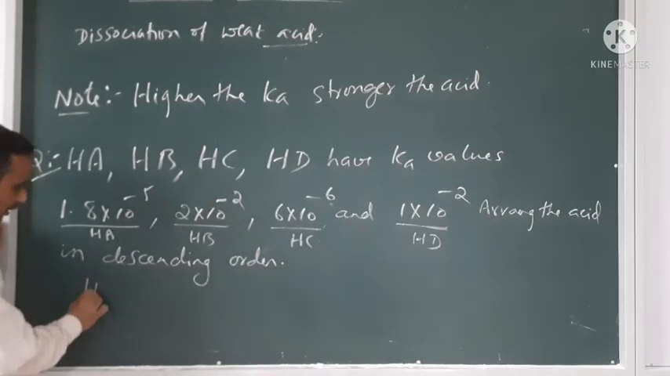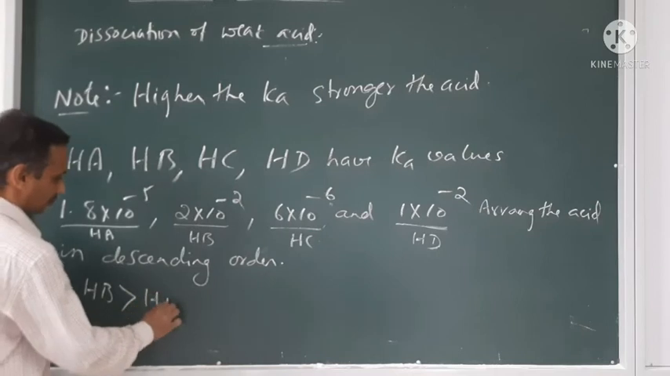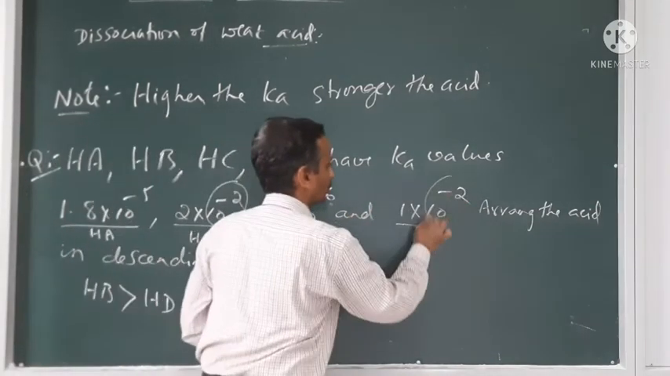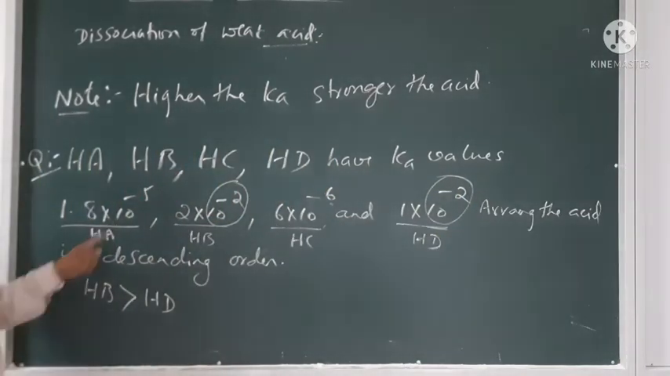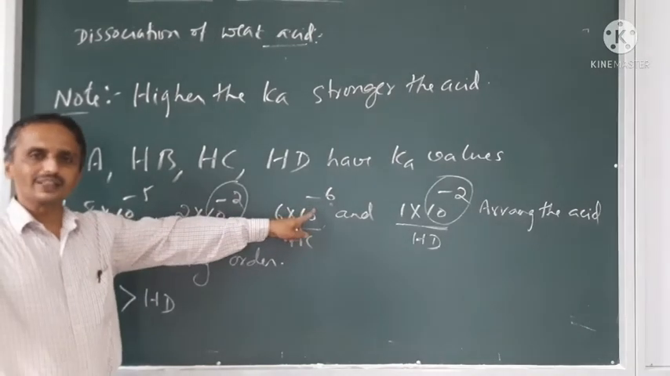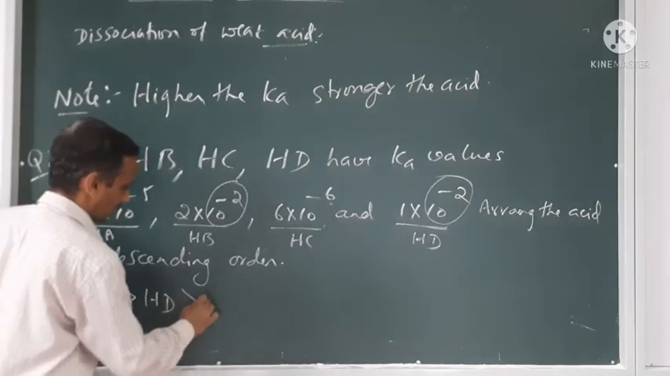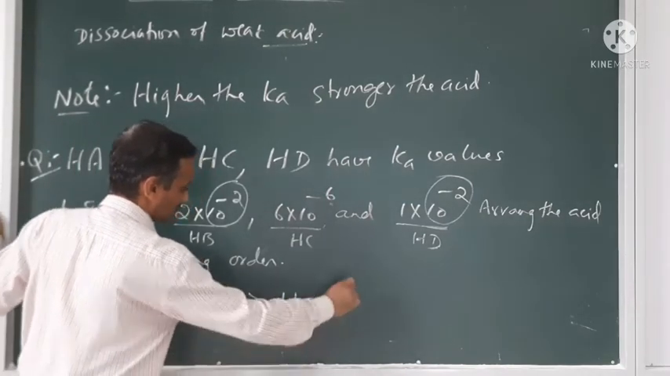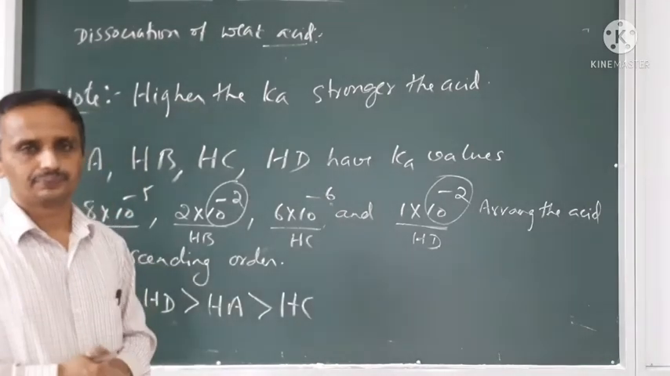So HB is greater than HD, because both are having 10 to the minus 2. Then your 10 to the minus 5 is there, your 10 to the minus 6 is there. 10 to the minus 6 is less than 10 to the minus 5. So greater than HA, greater than HC. This is the descending order.